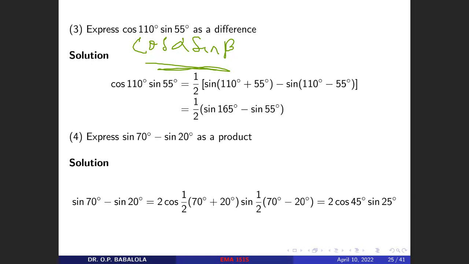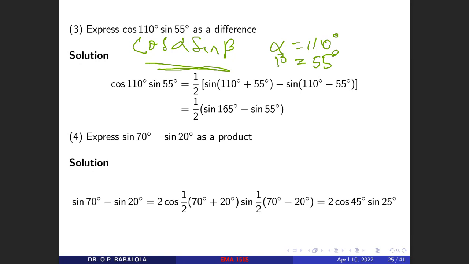So what is alpha? Alpha is 110, beta is 55. And using the product formula, we have it to be half sine alpha. Let me just write alpha so you don't confuse yourself. Alpha here is 110, while beta is 55 degrees. Okay.